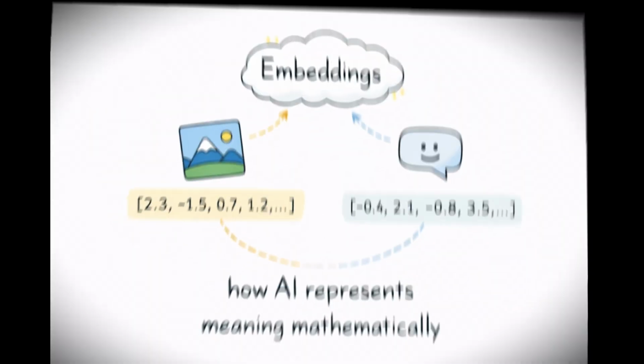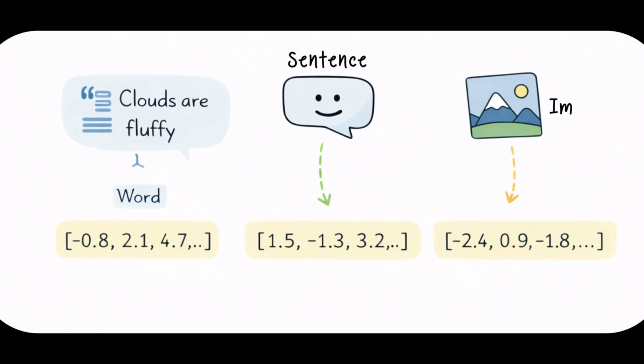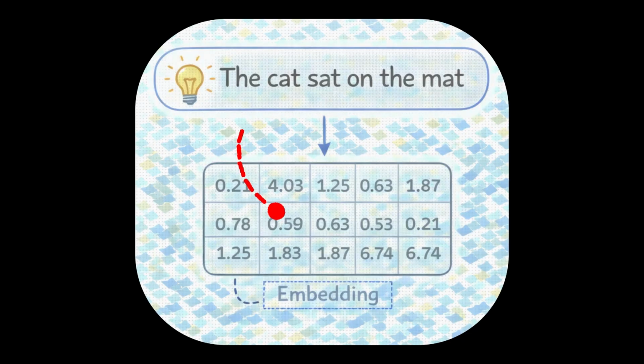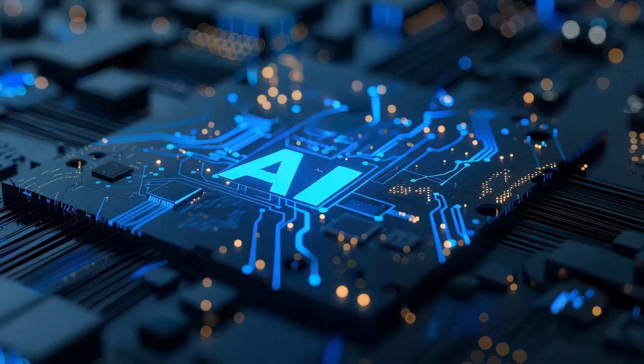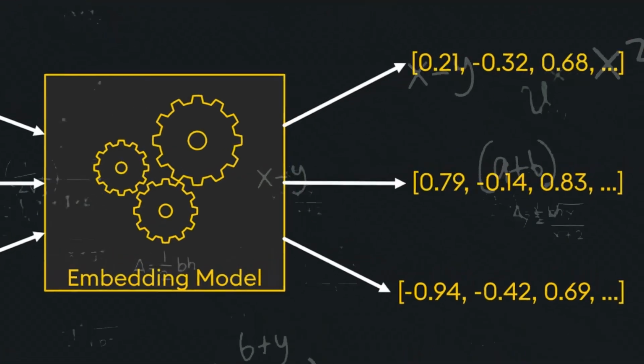Embeddings are how AI represents meaning mathematically. Every word, sentence, or image gets converted into a series of numbers, vectors, that capture its meaning. Words with similar meanings have similar number patterns. This is how AI knows king relates to queen the same way man relates to woman. It's all in the math.